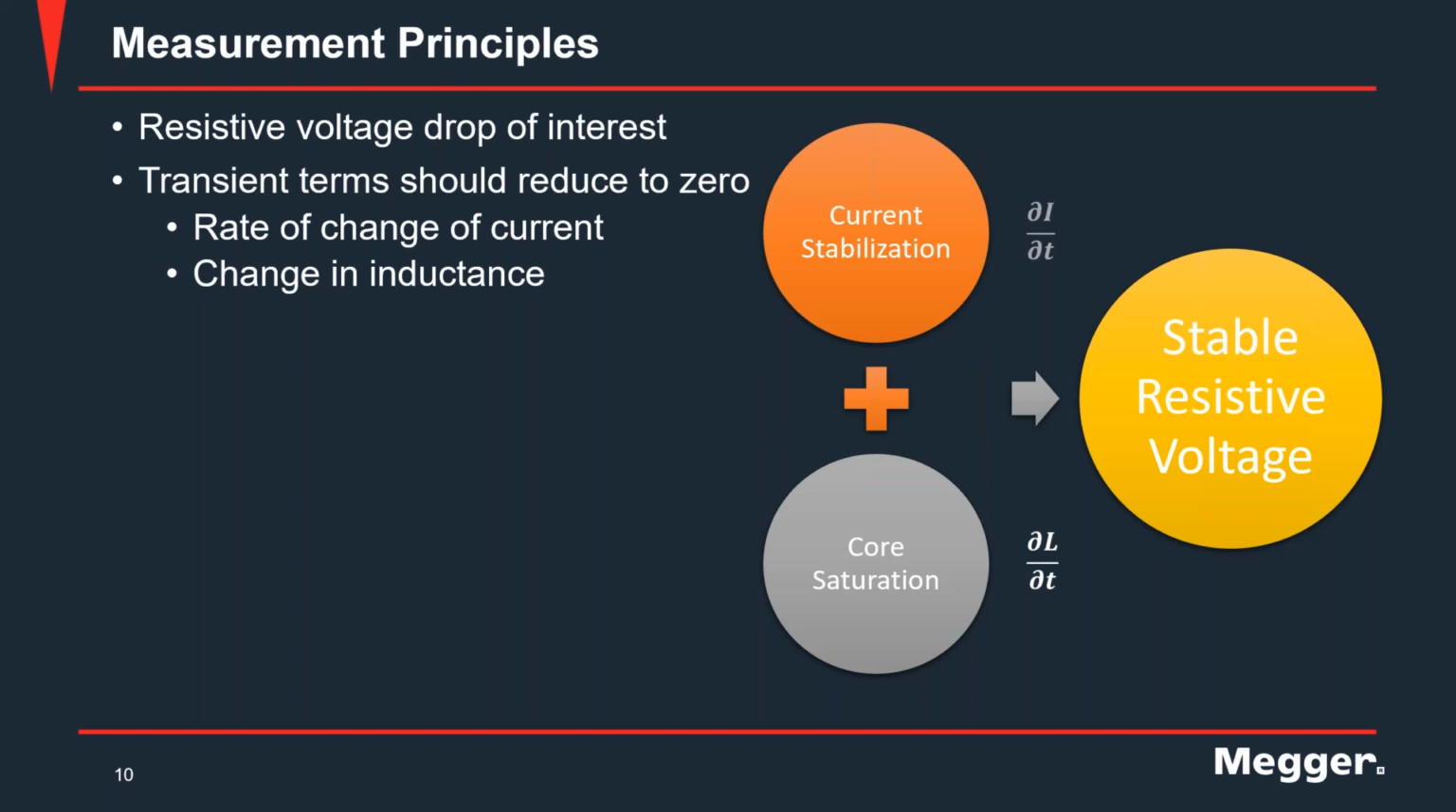So after having met the two conditions, you are now at a stage where you will have a stable resistive voltage drop that's measured, and from there you can calculate the winding resistance.